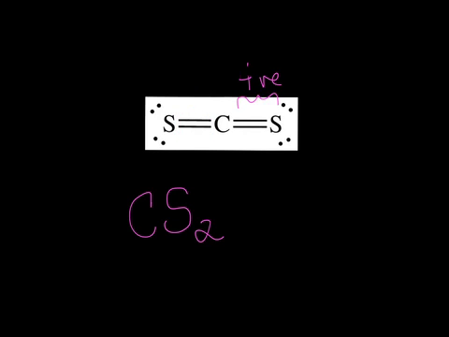And so you would have to look at the table of electronegativity that we did earlier. And I just happen to already have written that down so that we can take a look at it. And our table of electronegativity tells us that carbon's electronegativity is 2.5, whereas sulfur is also 2.5.